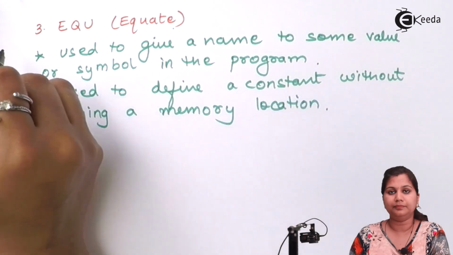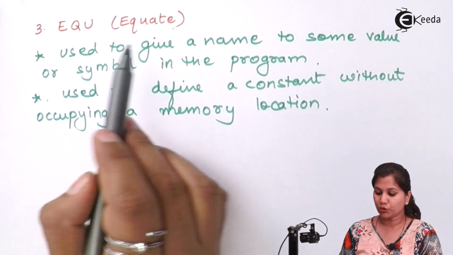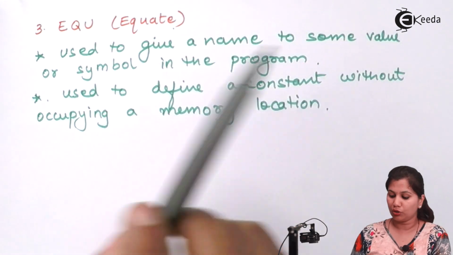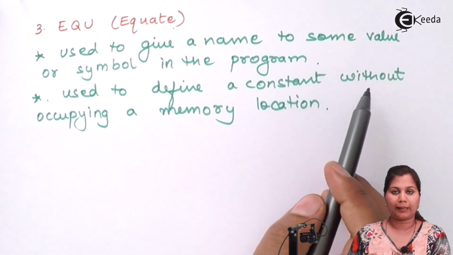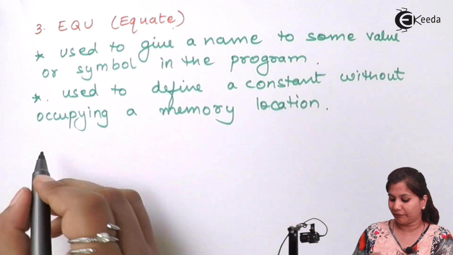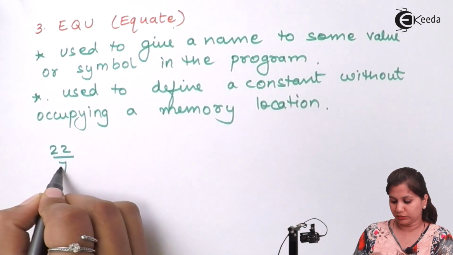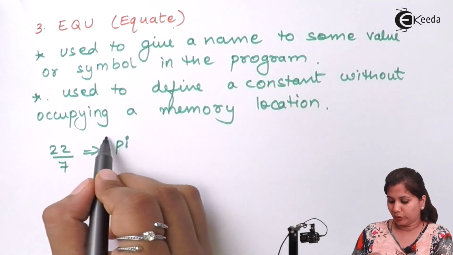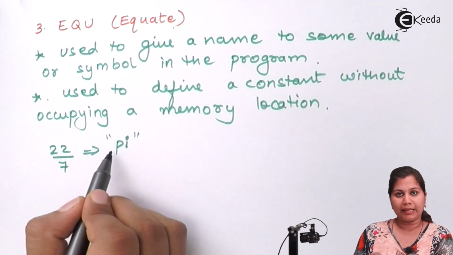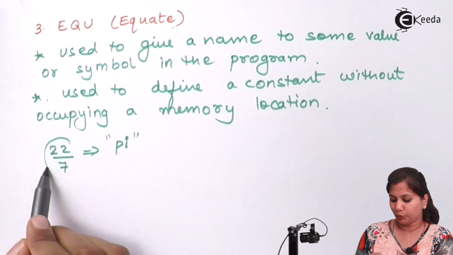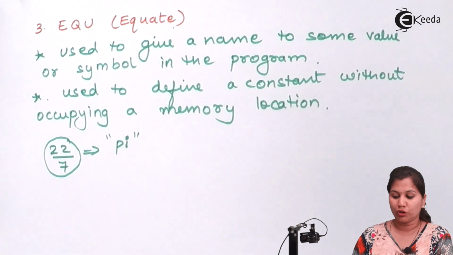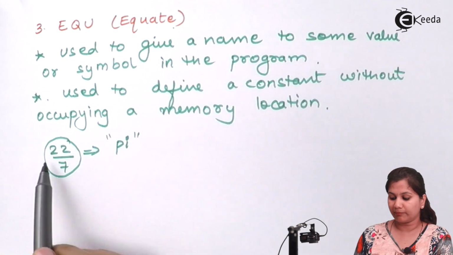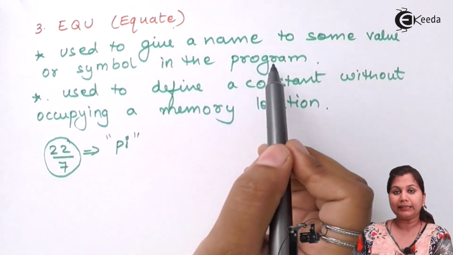So this assembler directive is used to give a name to some value or symbol in the program. Value means like we are having 22/7. We know that this is equal to pi. So in the program, whenever we are writing pi, then we will use this value 22/7. So we are giving a name to some value or symbol in the program.